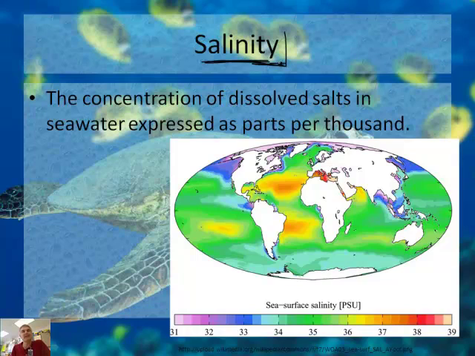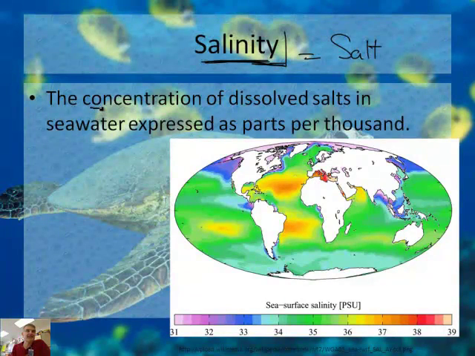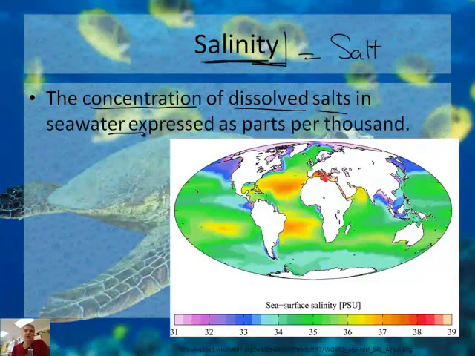And so the second thing that also is true that's going to affect our currents is something called salinity. Now salinity comes from the word salt, right? Salinity is basically how much salt is in the water, or in more scientific terms, it's the concentration of dissolved salts in the seawater expressed in parts per thousand.